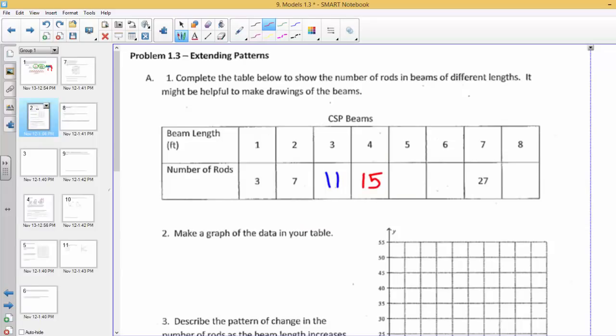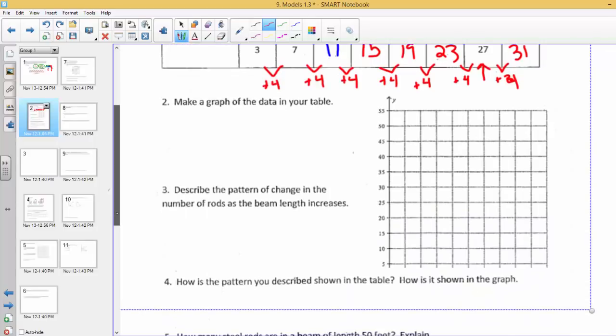So the 5-foot beam, you could keep drawing them, or we'll keep our pattern going and see if this is what we get. So remember, we have decided that we will add 4 every time because that's the pattern. So this would be 19. That would be 23. We do land right smack dab on 27, so this is good. And then 31.